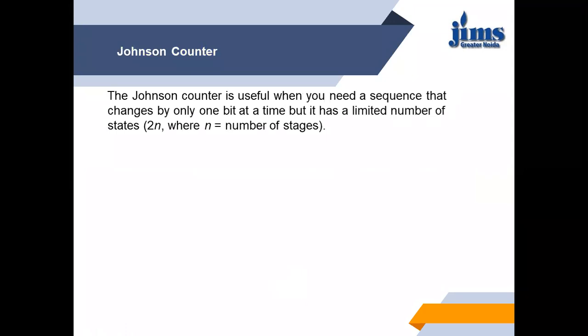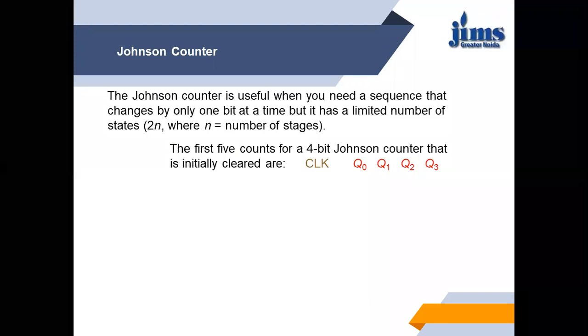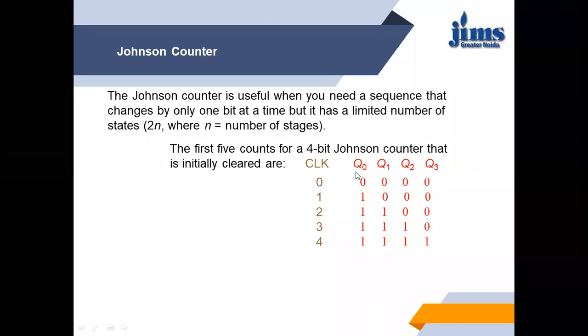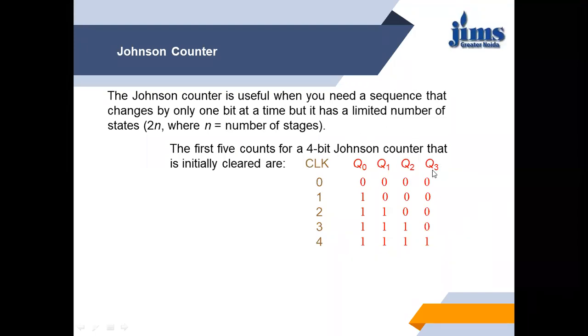The Johnson counter is useful when we need a sequence that changes by only one bit at a time, but it has a limited number of states. Suppose we take the first 5 counts of a 4-bit Johnson counter that is initially cleared. Initially the output of the flip flops is 0 0 0 0, that is clock 0. Whenever the first clock is given, because Q3 bar is input to D0, and Q3 is 0, Q3 bar will be 1.